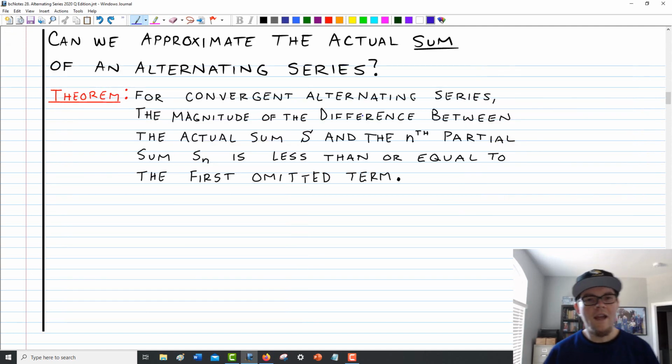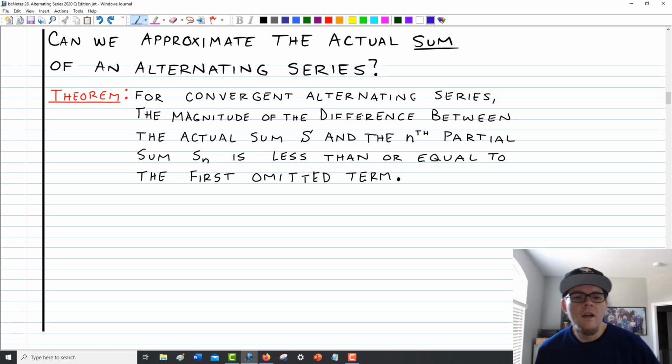The guiding question here is not one that you would naturally come up with yourself, so consider it kind of rhetorical. The question is, can we approximate the actual sum of an alternating series? When can we do this really well? Obviously, if the series is alternating and geometric, we have a formula to find it: a sub 1 over 1 minus r. But if the series isn't geometric, is it possible for us to do this? And what sort of information can we use to get there?